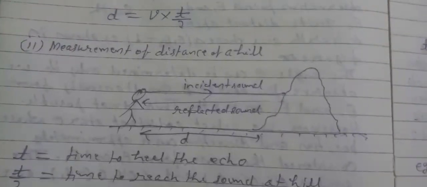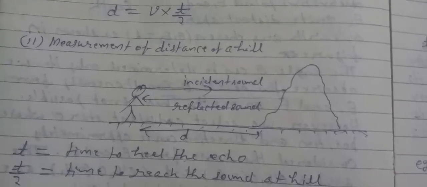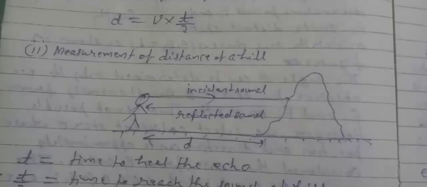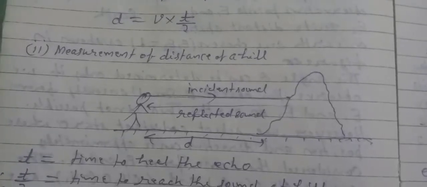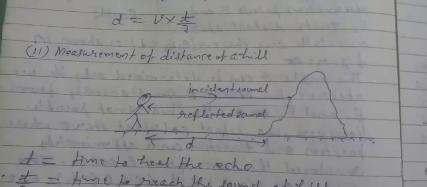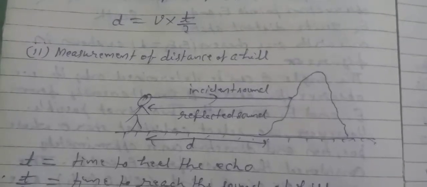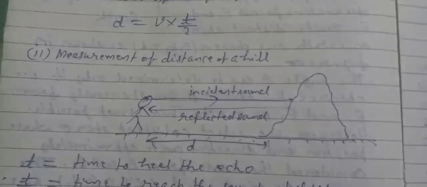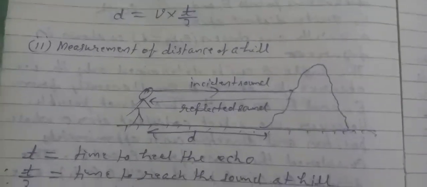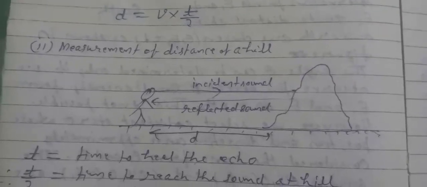Second, measurement of the distance of a hill. Here the same method is applied. We send a signal and then receive it. We note the time of sending the signal and receiving it, and then we calculate the value of d.